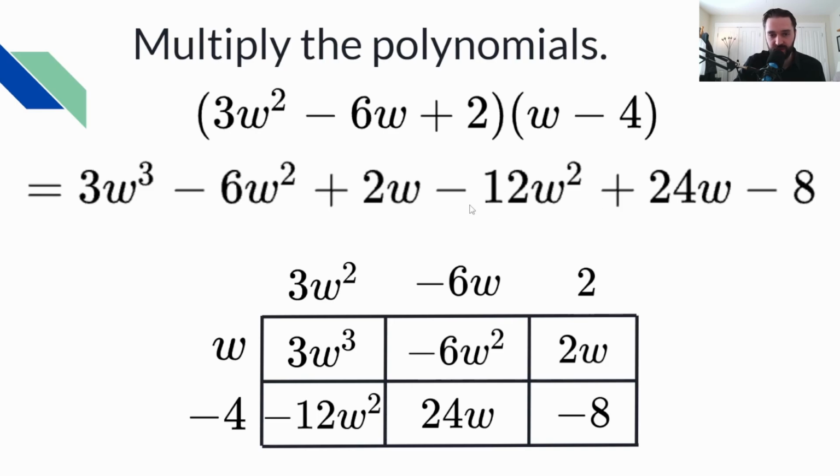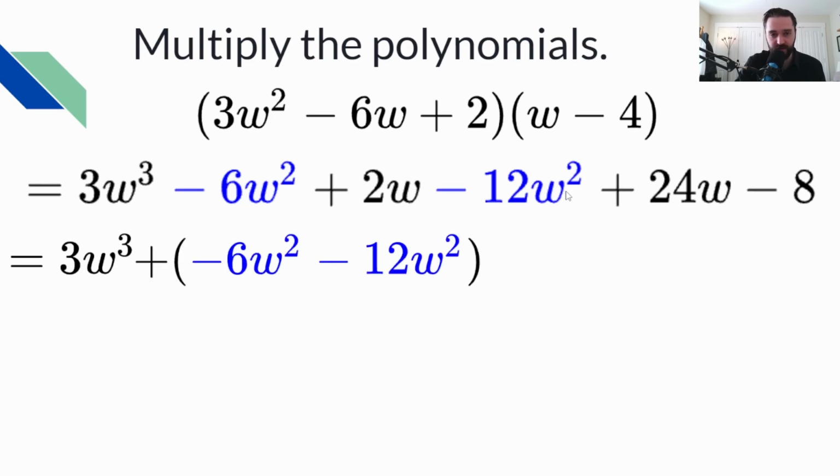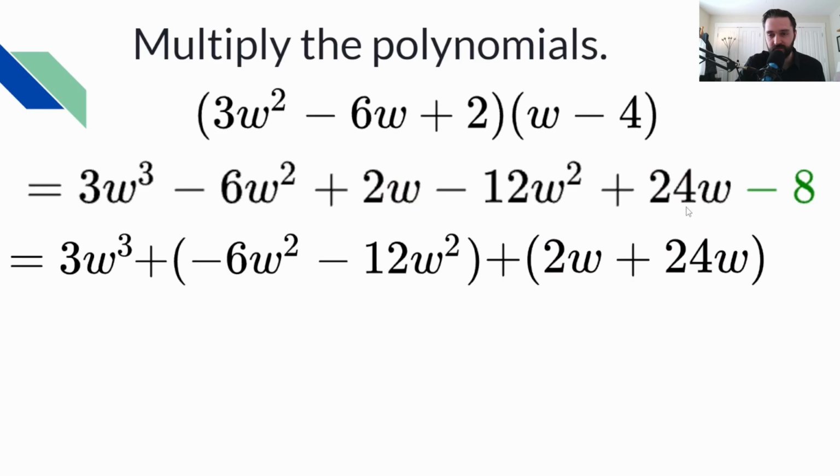We don't need the rectangle anymore, so I'm going to get rid of it. Our next task is to add like terms. So let's do that right now. My leading term is 3w cubed. Here I have negative 6w squared and negative 12w squared. Those are like terms, so we're going to add those up. And then here in red, I have 2w and 24w. We're going to add those up. And this negative 8 is just floating around. We're going to tack that onto the end here. That minus 8 goes there.